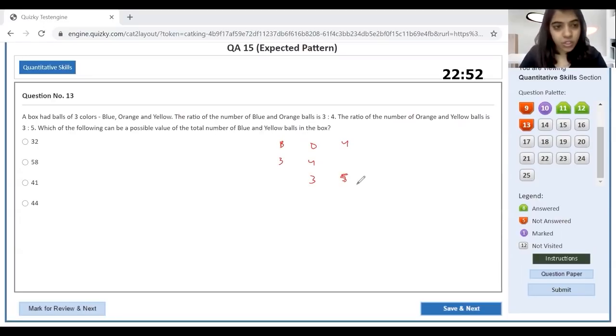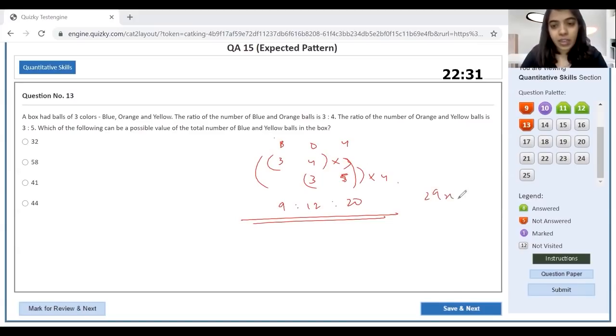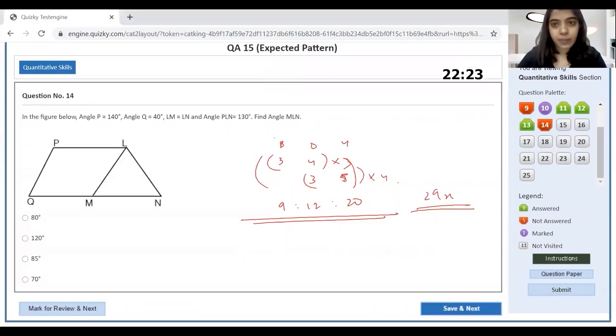Fine, let's find the total ratio of the balls. This is 3:4, this is 3:5. To get a common ratio, this will be into 3, this will be into 4, right? So what will we get? 9:12, 3 fours are 12, to 5 fours are 20. This is our final ratio of blue, orange, yellow. Total number of blue and yellow balls is 29x. Now 29x can only be a multiple of 29, which is the only multiple, 58.